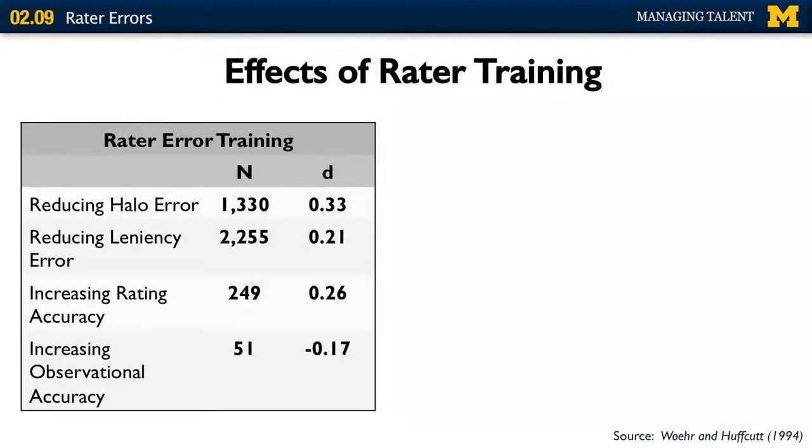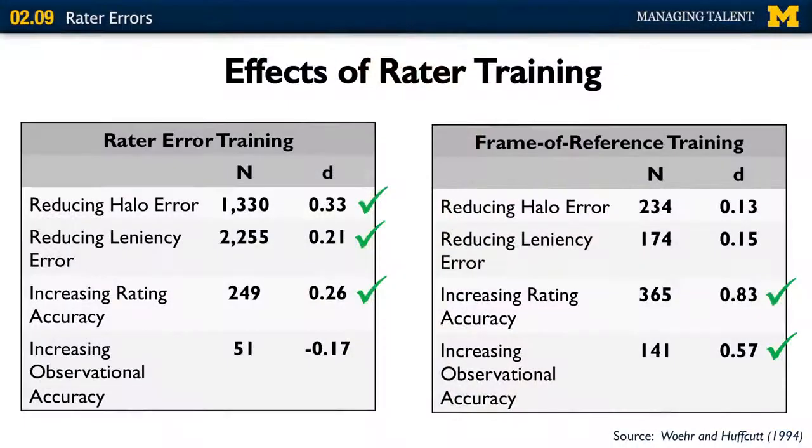What I would like for you to see here is the results of a meta-analysis that evaluates the effects of rater training on rating accuracy. Now, meta-analysis, as you may know already, is a type of analysis that aggregates results from a number of empirical studies and reports the average aggregate effect. And you can see here that rater error training was found to be effective in reducing halo error, leniency error, and increasing rating accuracy. Frame of reference training increased overall rating accuracy and increased observational accuracy, or the accuracy with which we record behaviors and performance outcomes.